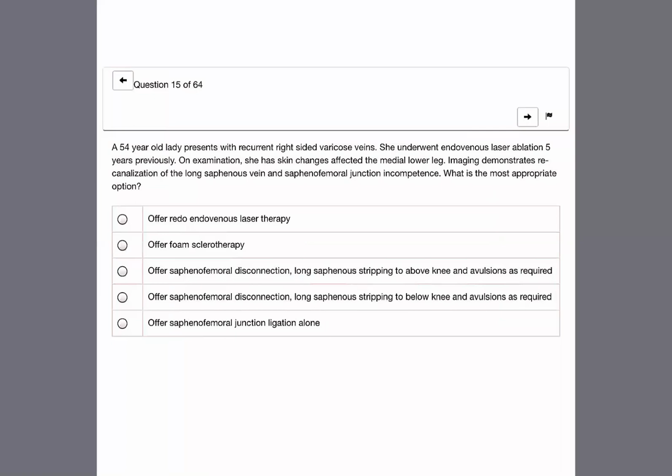A 54-year-old lady presented with recurrent right-sided varicose veins. She underwent endovenous laser ablation 5 years previously. On examination, she has skin changes affecting the medial lower leg. Imaging demonstrated recanalization of the long saphenous vein and saphenofemoral junction incompetence. What is the most appropriate option? Offer redo endovenous laser therapy, offer foam sclerotherapy, offer saphenofemoral disconnection, long saphenous stripping above the knee and avulsion as required, offer saphenofemoral disconnection, long saphenous stripping to below the knee and avulsion as required, or offer saphenofemoral junction ligation alone. I choose C.